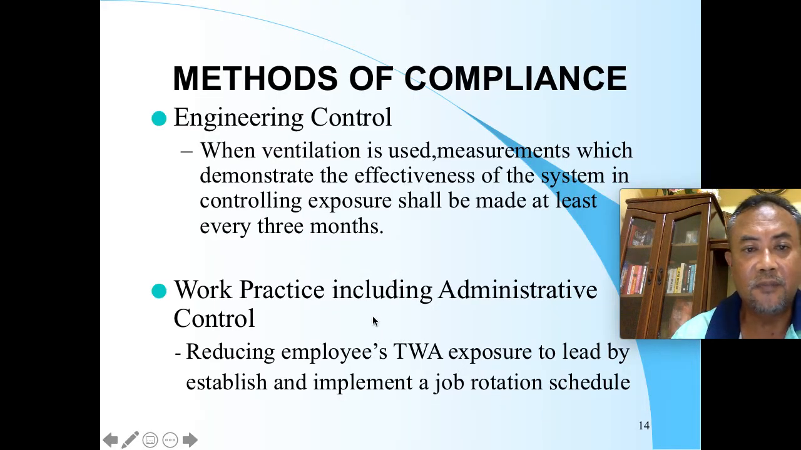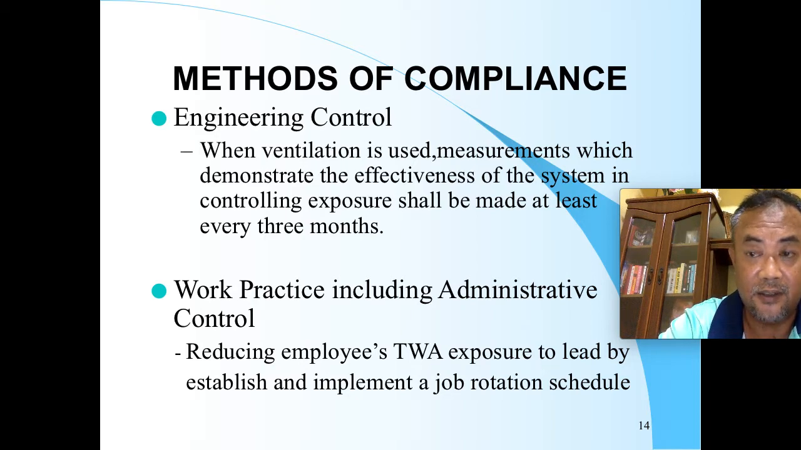And then there is work practice, including administrative control. Administrative control is reducing employees' time-weighted average exposure to lead by establishing and implementing a job rotation schedule. So if the area has the greatest exposure, they have to do a job rotation schedule. They cannot work there 8 hours, for example, but 4 hours or 2 hours. So they have to rotate. This is called administrative control.